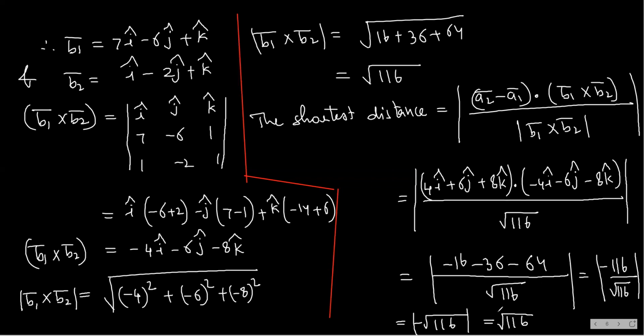I hope you followed it. Please copy this. Watch this again. The square root of 116 you can write as root of 29 into 4, and that will be equal to 2 root 29. So the shortest distance will be 2 root 29.